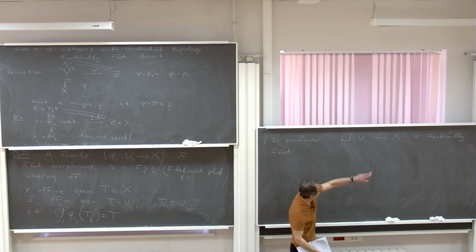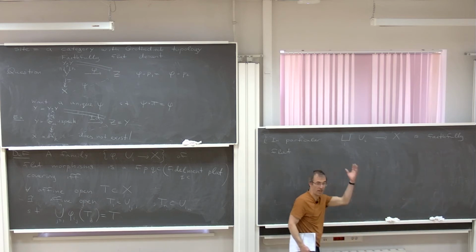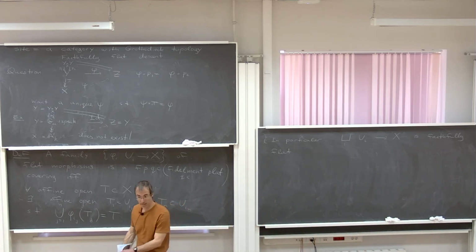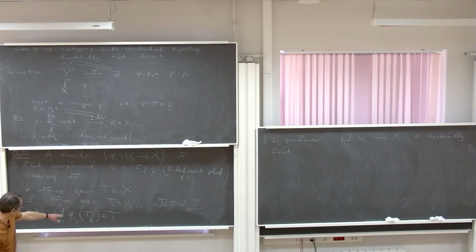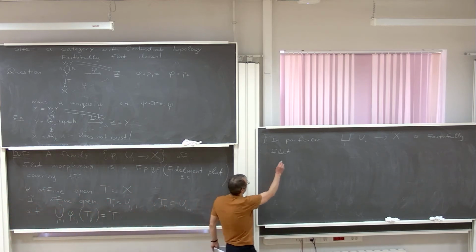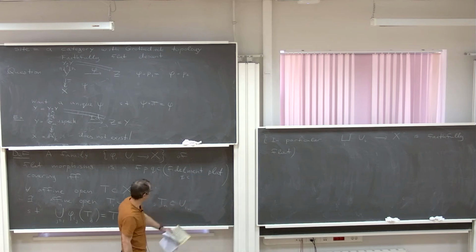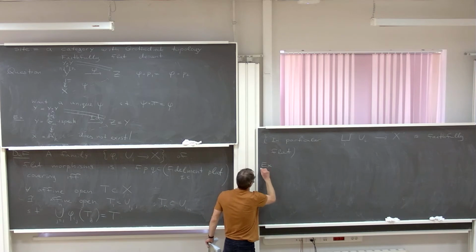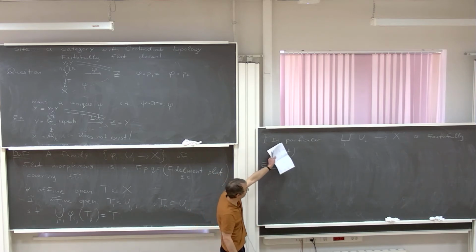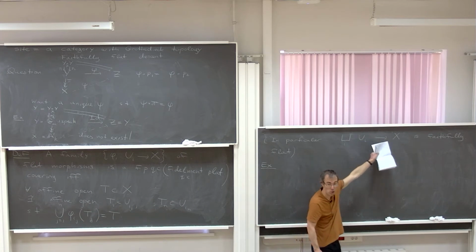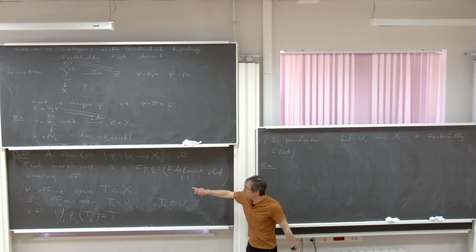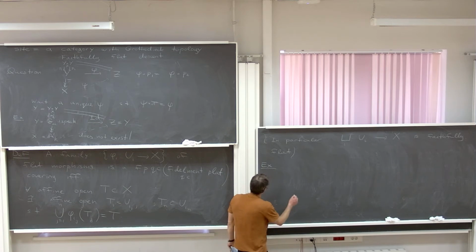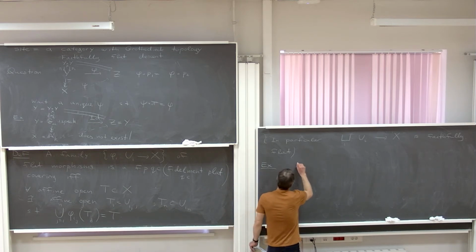Faithfully means that it's surjective. By definition, a faithfully flat morphism is a flat surjective morphism. So this condition is a bit stronger than that, and so there is this word quasi-compact. Let me give you an example of a faithfully flat cover which is not of this type. Let's take just the affine line.